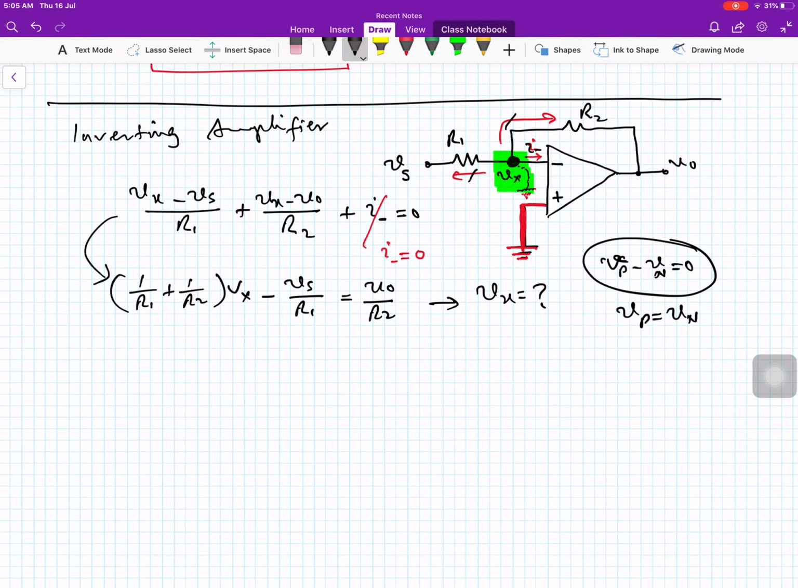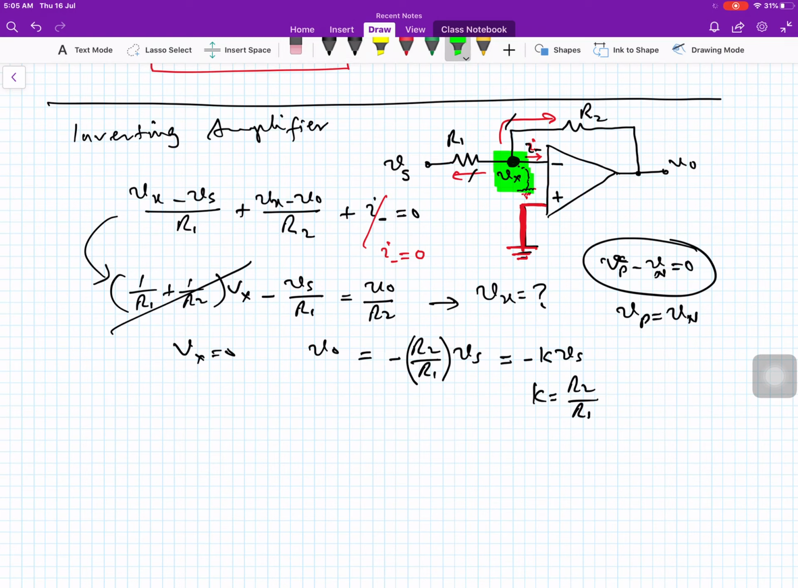So Vx will be 0, and due to that this term will go, and Vo will be equal to minus R2 divided by R1 times Vs. As both R1 and R2 are positive quantities, it is minus K Vs, where K is R2 divided by R1. It is this negative sign due to which it is known as an inverting amplifier.